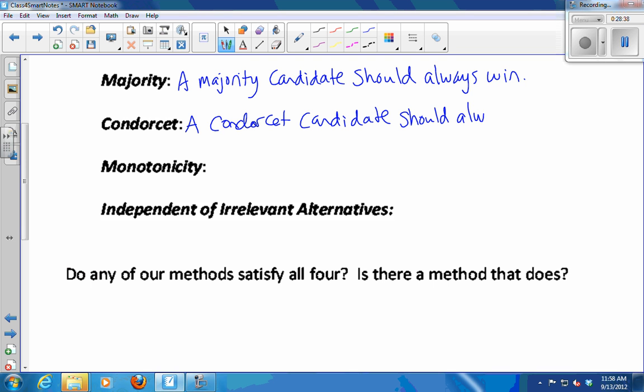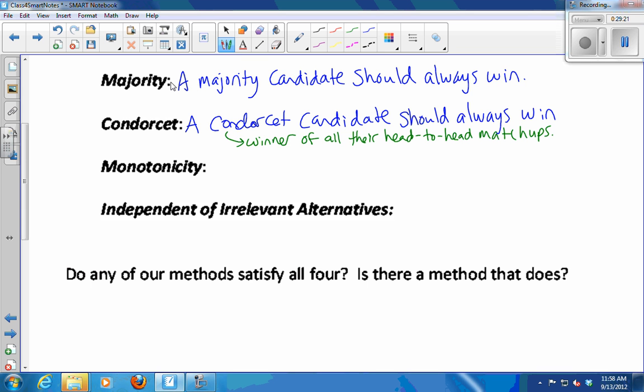A Condorcet candidate is a candidate that wins all of their head-to-head matchups. So if you can beat any other candidate in a head-to-head matchup, you should be the winner. But we've seen methods where that doesn't happen.